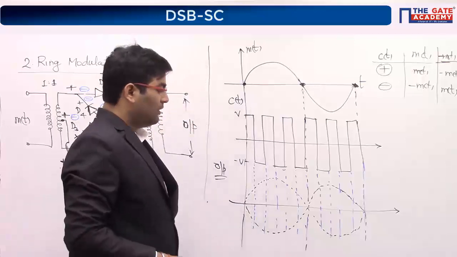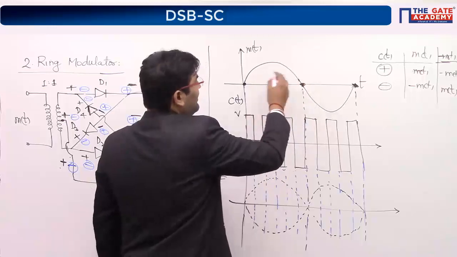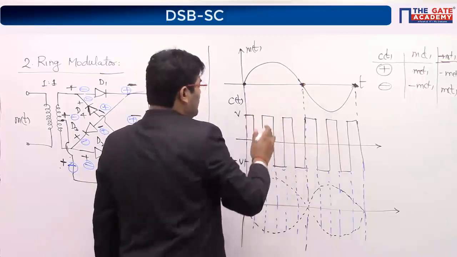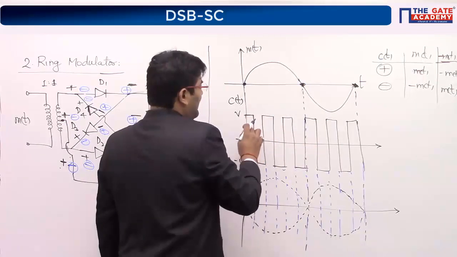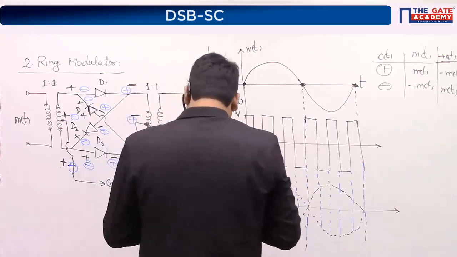You know the maths. Now you know that till here, the message is positive. So it depends on the polarity of the carrier. If the carrier is negative, this is minus m(t). So what is going to happen?